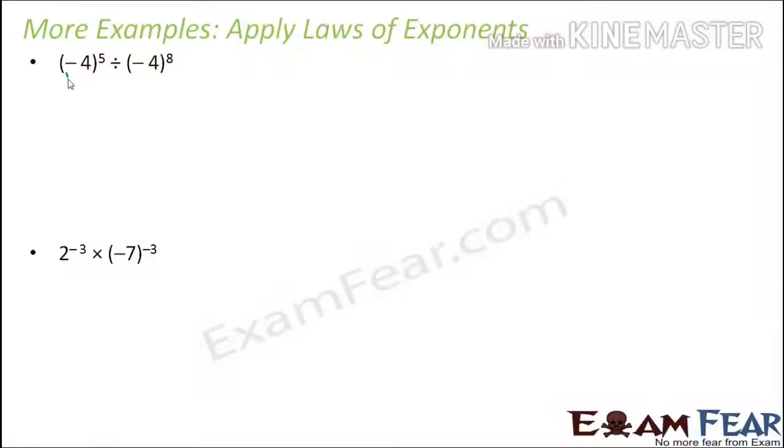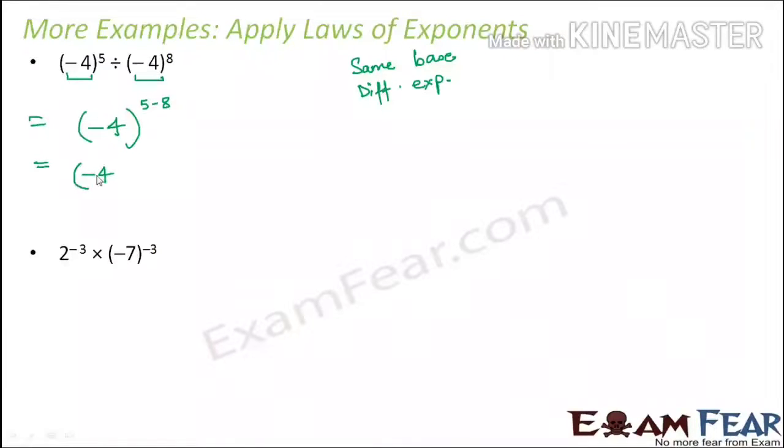So here you see the base is -4, here also the base is -4. So this falls under the category of same base, different exponent. And here we are dividing. So when we divide, what we do? We take the same base and in the power, instead of dividing, we subtract the powers. So this would be 5 minus 8. So this would be equal to -4 to the power -3, or you can even write it as 1 by -4 to the power 3.